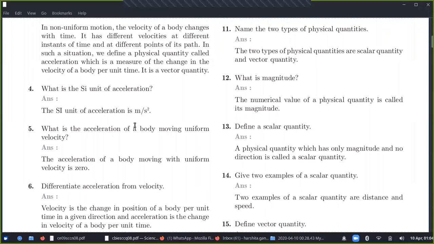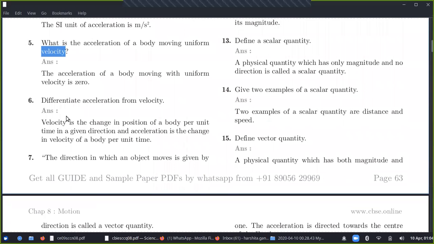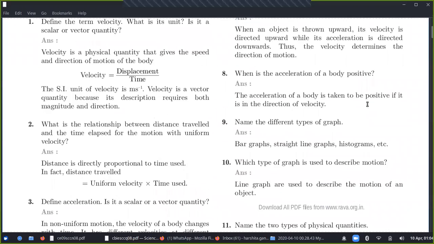Next is: what is the SI unit of acceleration? It is meters per second square. What is the acceleration of a body moving with a uniform velocity? By uniform velocity, I mean the velocity is constant, so it is a uniform motion. Uniform velocity means constant velocity, so there will be no change in velocity, and hence the acceleration of the body will be zero. Differentiate between acceleration and velocity. So acceleration is change in velocity per unit time, whereas velocity is change in the position of a body per unit time.